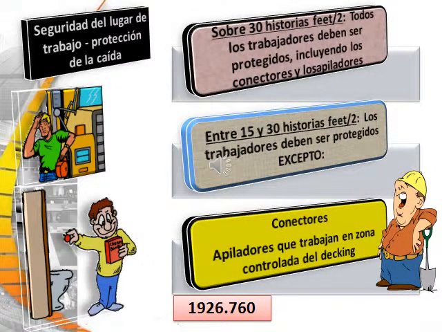Job site safety fall protection provisions above 30 feet or 2 stories call for all workers to be protected, including connectors and deckers. Between the 15 and 30 foot level, all workers must be protected except for connectors and deckers working in controlled decking zones, or CDZs. Provisions for this are found in .760.